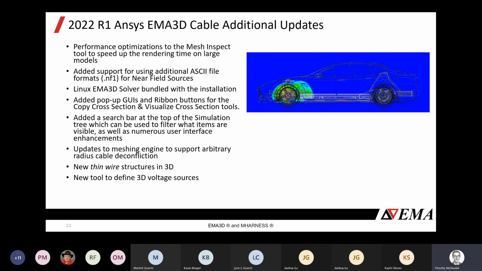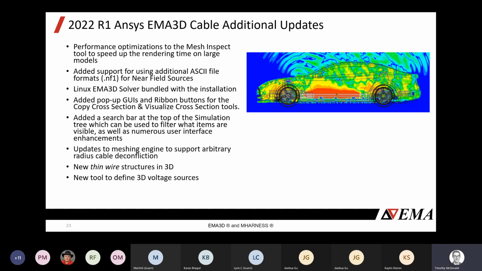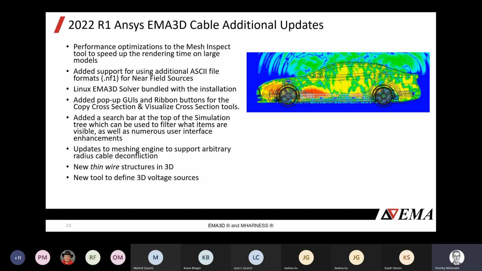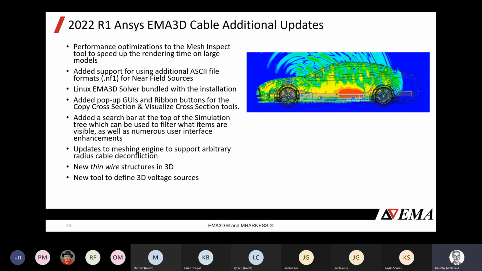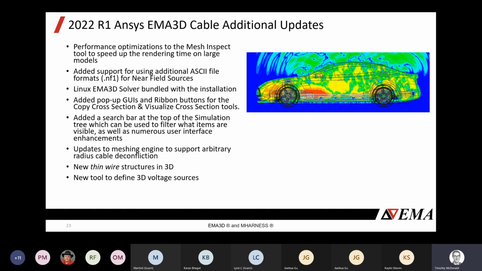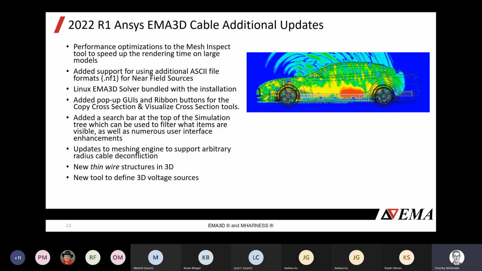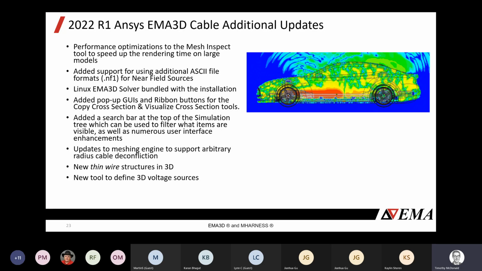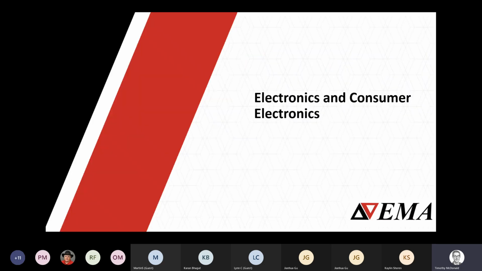And we've added thin wire structures in 3D. We've always had cables, but now we can have thin wires, and that's especially helpful for models where the mesh grid settings have different spacing for X, Y, and Z. And finally, we've got a new tool to define 3D voltage sources. We've always had cable voltage sources, and now we can have voltage sources in the 3D geometry.